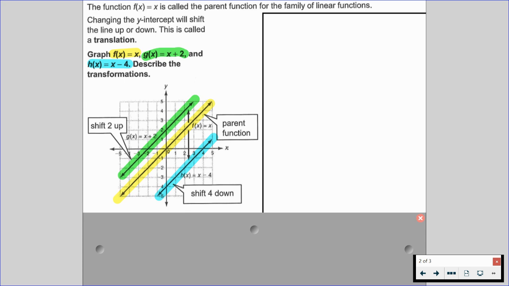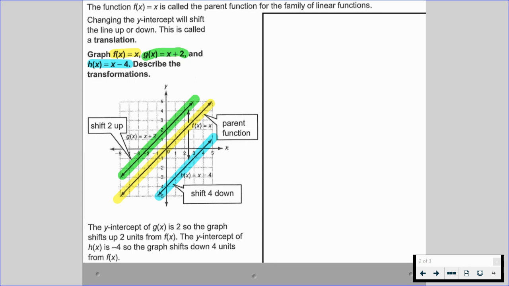If we're going back to our mother function, the yellow, and we go down to our blue line, well, that was just a translation 4 units down. I just shifted 4 units down. If we wanted to compare our green to our blue, we could definitely do that. Well, our green starts way up top, our blue is down at the bottom. So going from green down to blue, we shifted 6 units down. Going from blue up to green, we shifted 6 units up, right? So we translated 6 units up or translated 6 units down.